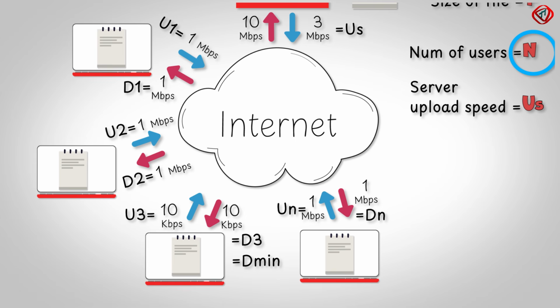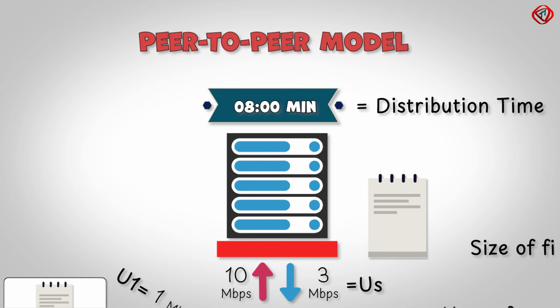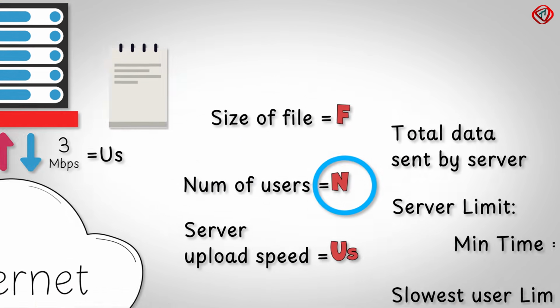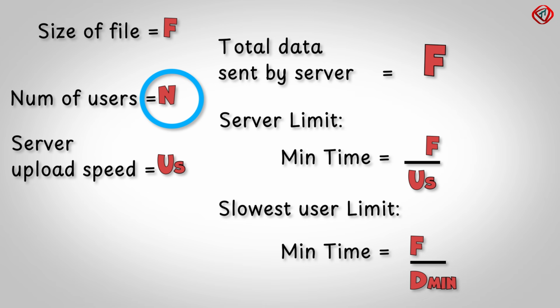Again, there are some limits. The first is the server still has to start. Initially, only the server has the file, so it must send at least one full copy. That takes F divided by us time. The second is the slowest user limit. Same as before, that is F divided by d minimum.